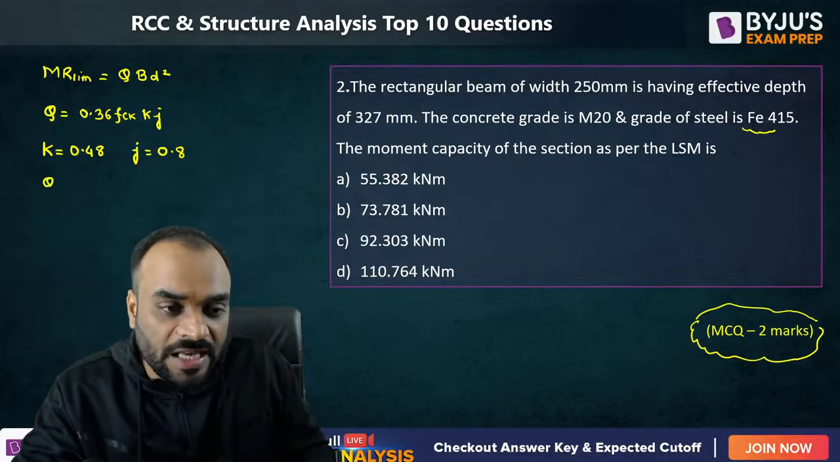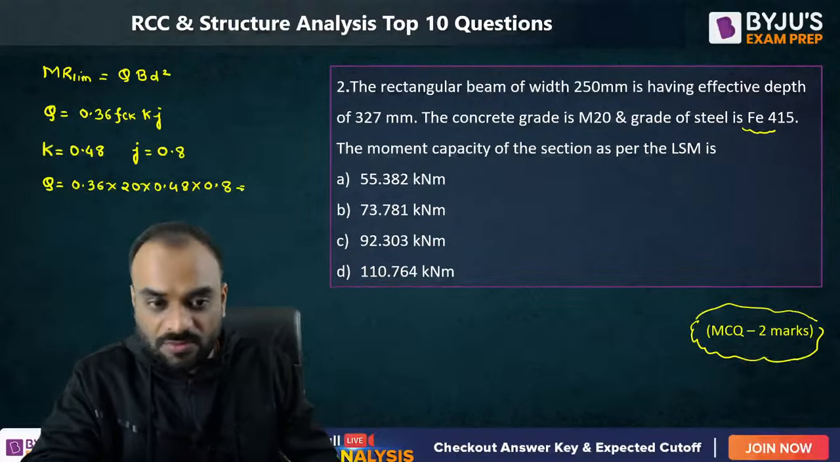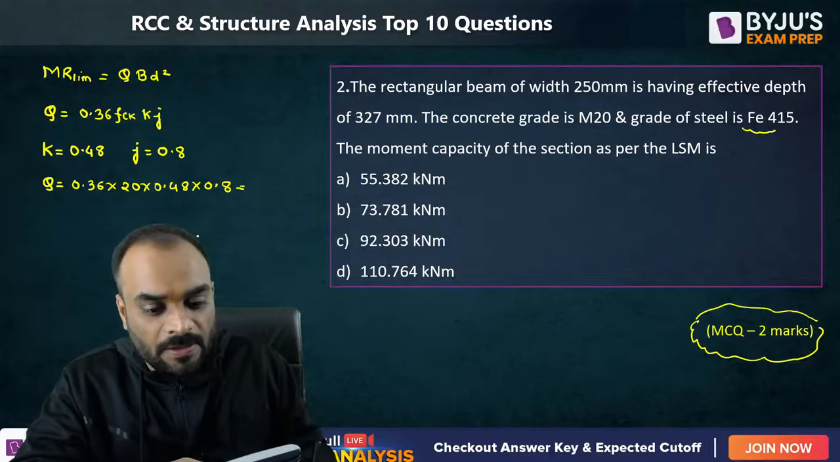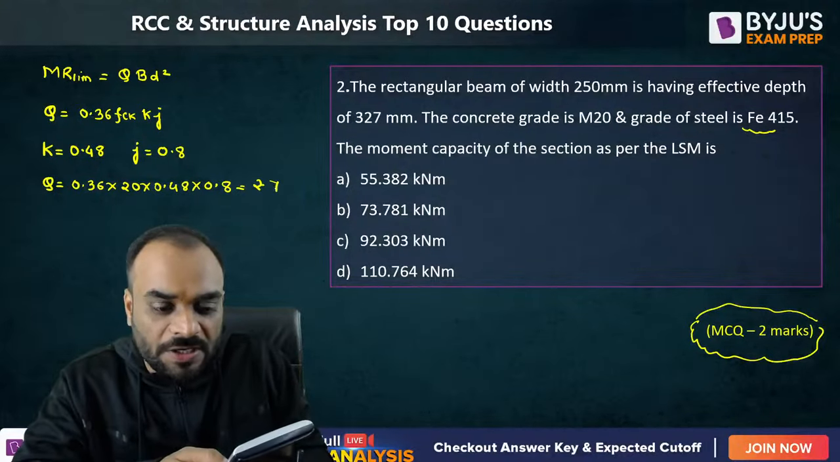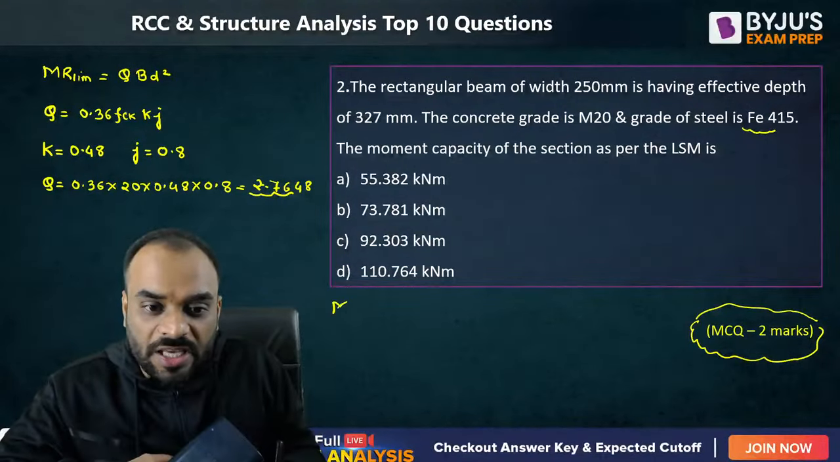Okay, so let's calculate the value of Q: 0.36, FCK is 20, K is 0.48 and J is 0.8. Let's calculate this. Okay, very nice. So this value is coming around 2.7648, right? Which we are getting right now, Q. Now let's calculate the MR limiting, guys.